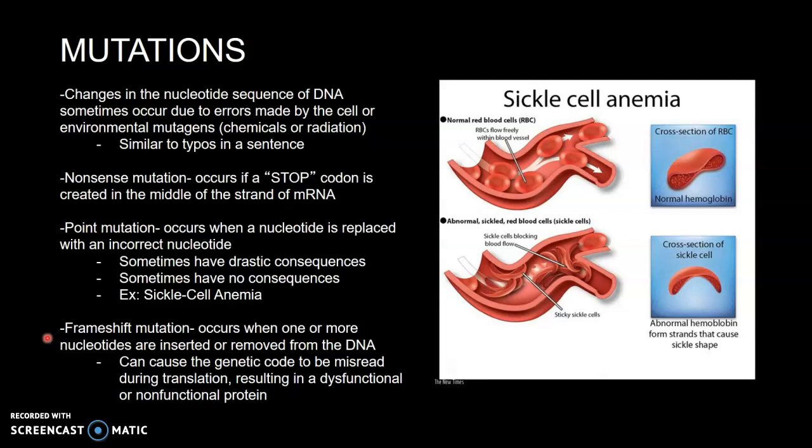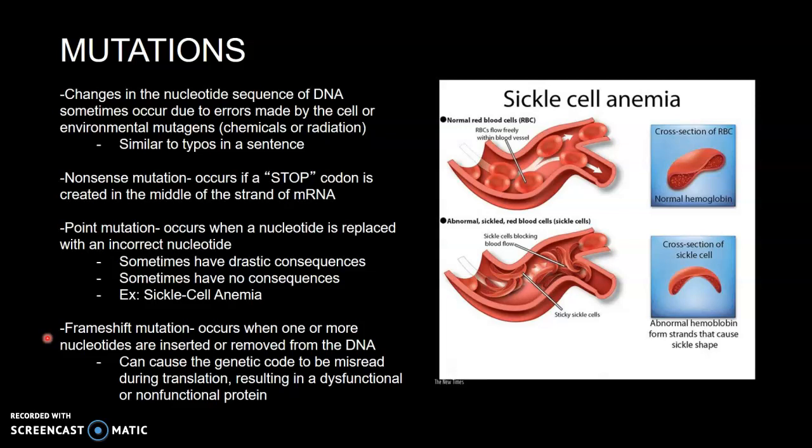Now, a point mutation occurs when a nucleotide is replaced with an incorrect nucleotide. This can sometimes have very drastic consequences for us humans. Sometimes, also, there are no consequences. An example of drastic consequences is the disease sickle cell anemia, which is caused by a single base pair change in a specific gene related to the protein hemoglobin.